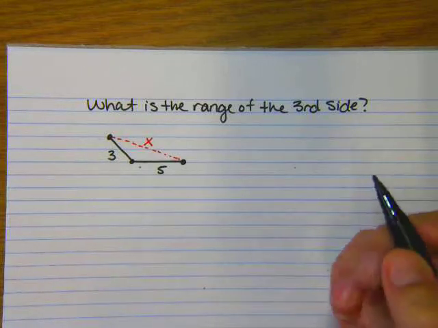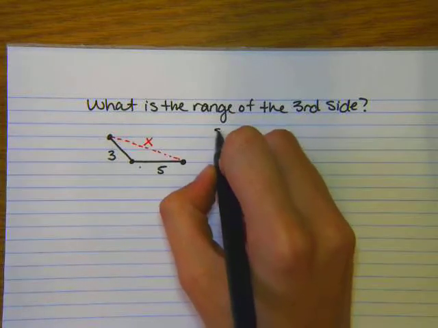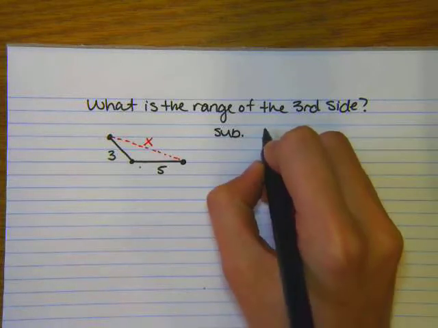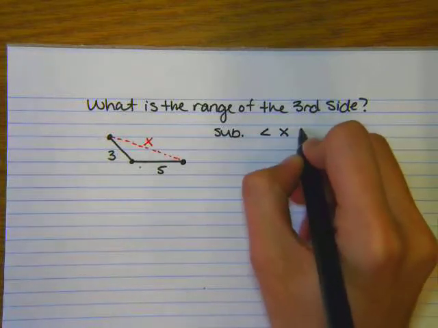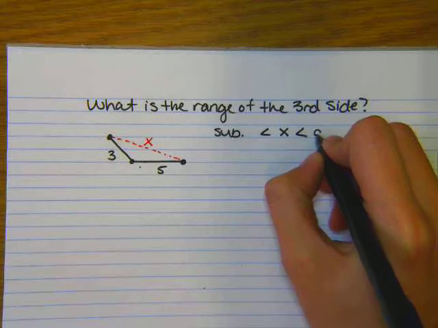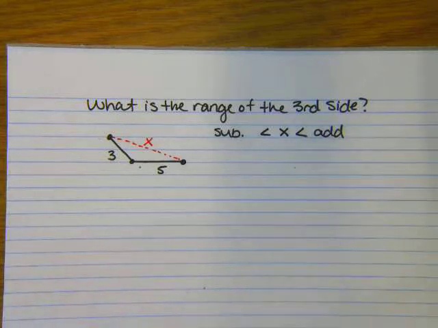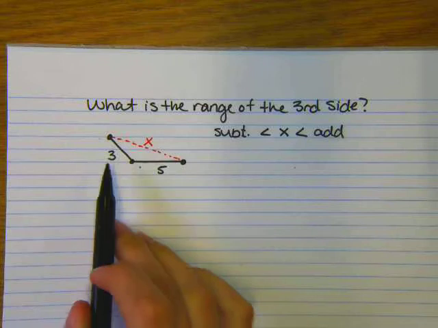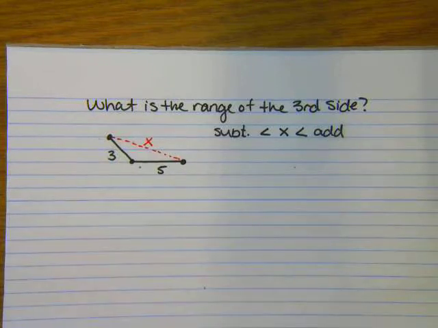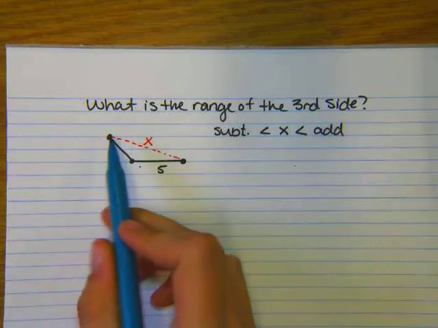To set that inequality up, first we'll be subtracting the sides. That's less than x, and then x is less than the sum if we add the sides. So subtracting and adding. I'll put a sub to the t to make sure that's a subtraction, not a substitution. For example, here a side length is 3 and 5. We want to figure out what the possible range for this side length is.